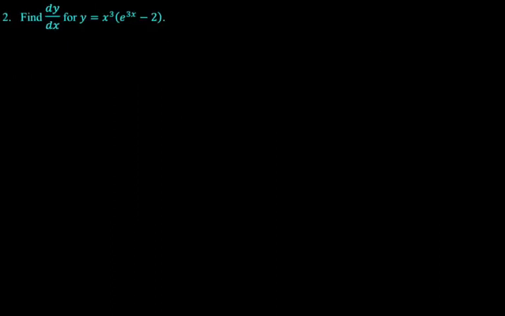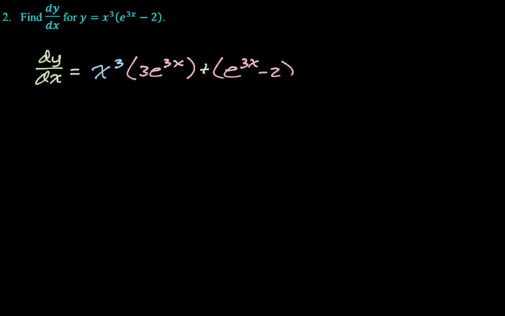All right, we're going to find dy/dx, the derivative of y equals x cubed times the quantity e to the 3x minus 2. It's a product, so we're going to use product rule. Our derivative is going to be first, x cubed, times the derivative of the second, 3e to the 3x, plus second, that whole quantity, times the derivative of the first, which is going to be 3x squared.